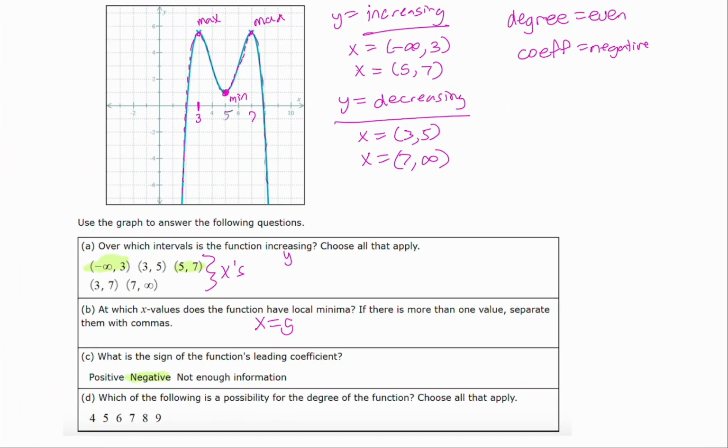And then finally, it says, which of the following is a possibility for the degree of the function? Well, it has to be even. That's all we know at this point. It's either going to be 4, 6, or 8. Even functions always head, their ends always head in the same direction. This could not be an odd function. The lead term cannot be a 5, 7, or 9. I don't know much else, but I do know that.